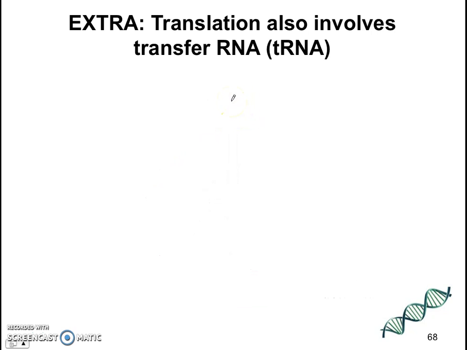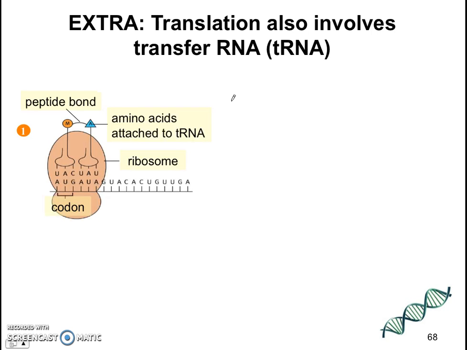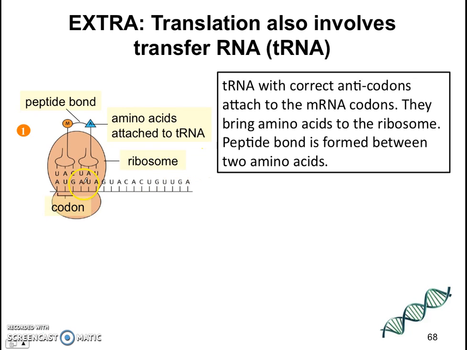Alright, so let's see how mRNA, tRNA, and ribosomes work together to make polypeptides. So in the first step, you can see that here's our ribosome, and here's the mRNA over here. So the ribosome is moving along the mRNA. Here's our first codon, AUG. The tRNA with the correct anticodon will attach to the mRNA codon.